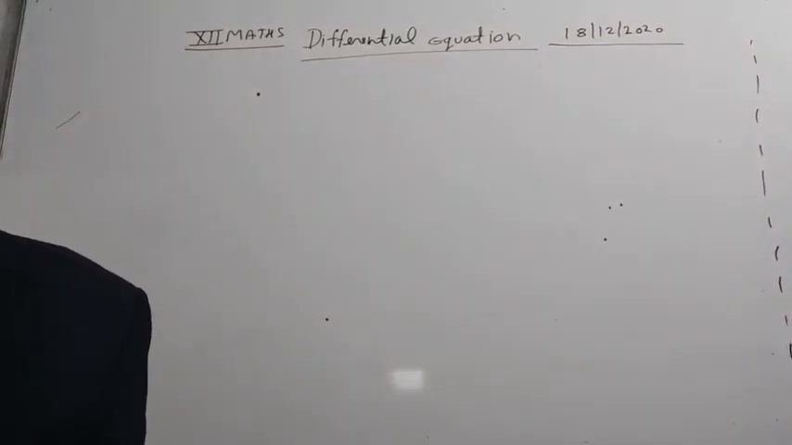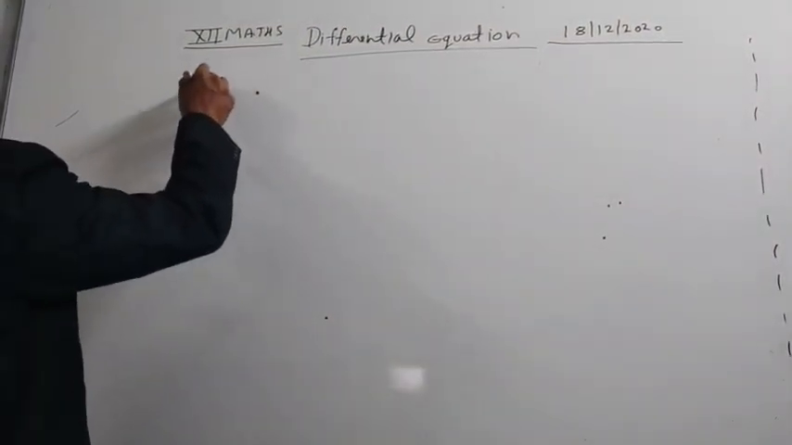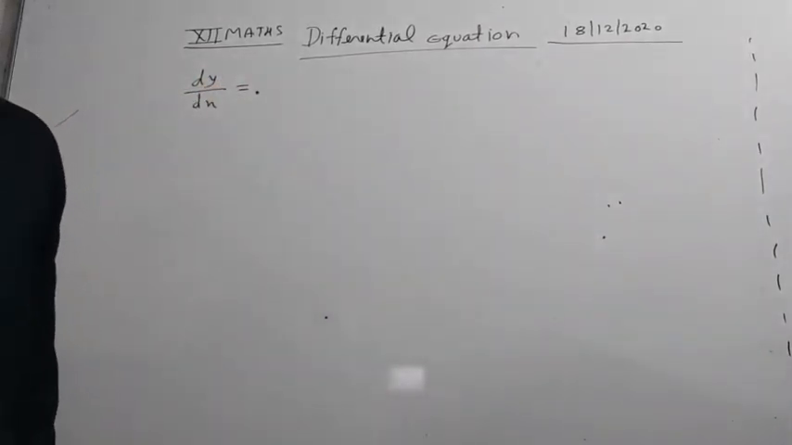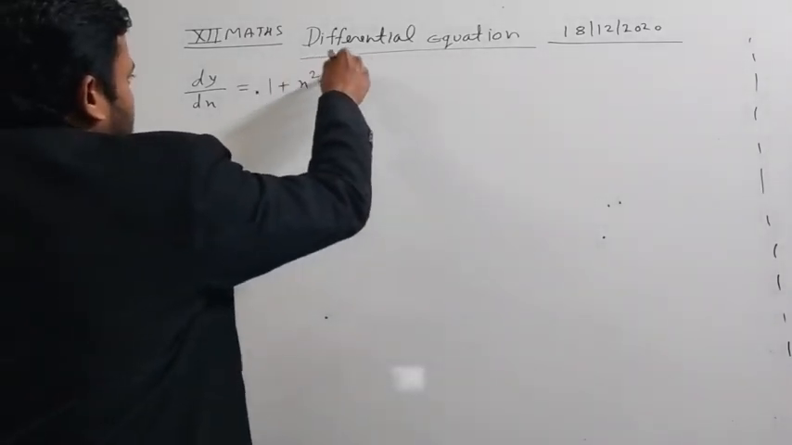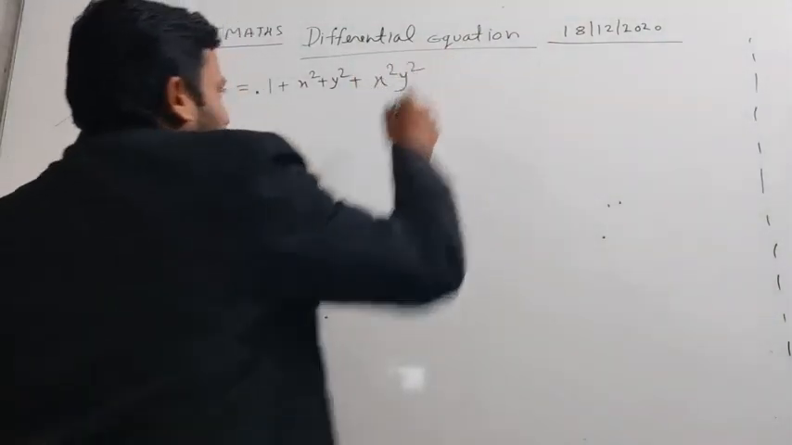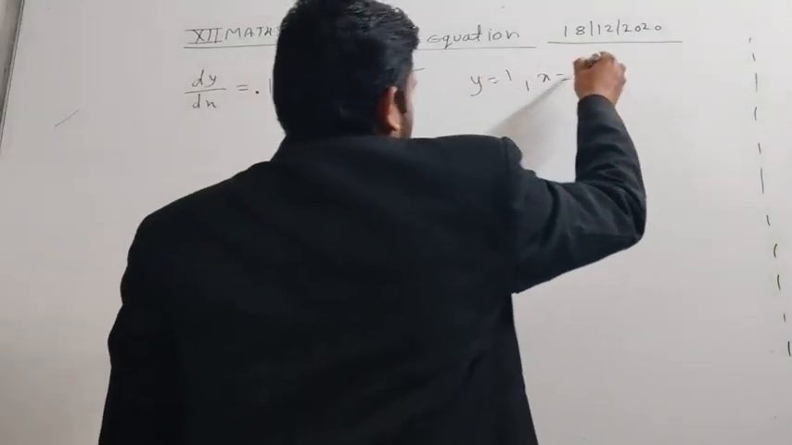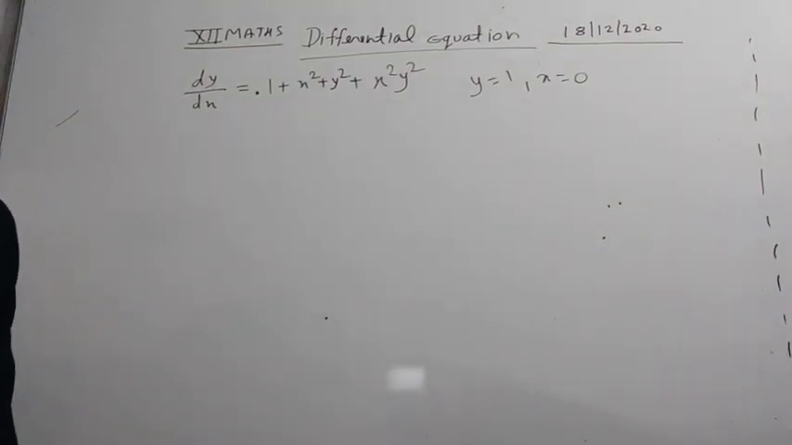Now next question is, find the particular solution for the following differential equation, which is dy by dx is equal to 1 plus x square plus y square plus x square y square, given y is 1, x is 0. Okay, so student, this is our question and we have to find the particular solution of this differential equation.